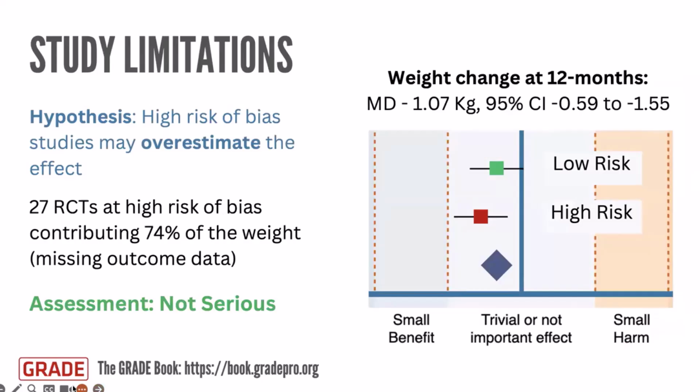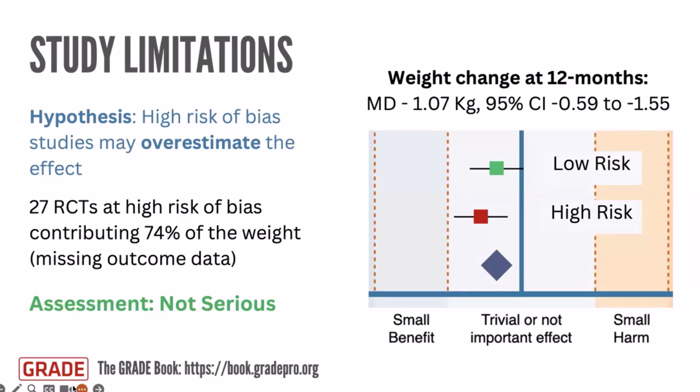So in a rationalistic approach, you may be tempted to say if 75% of the trials are high risk of bias, then we should rate down the certainty by at least 2 levels. But the hypothesis here is that high risk of bias studies may overestimate the effect. This is the underlying hypothesis, but it's a hypothesis we can check. So we don't have to rely on mechanism alone.